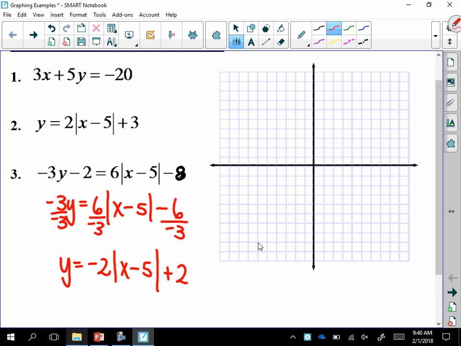All right, what all are we going to do to the parent function based on that equation? All right, 5 to the right, that's going to be the first thing that we do. What now? All right, reflect it over the x-axis and multiply the y's by 2, or just multiply the y's by negative 2, and that'll take care of both of those at the same time. And then what? 2 up. Those are our rules, and that's the order in which we're going to get it.